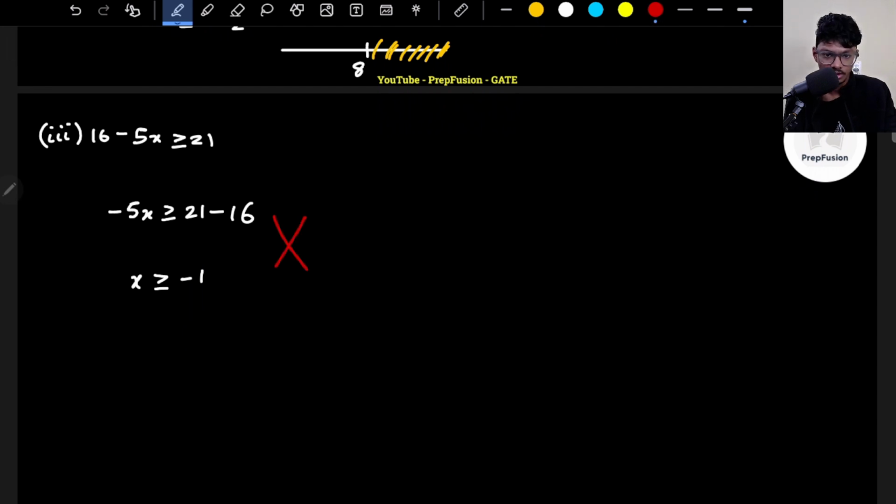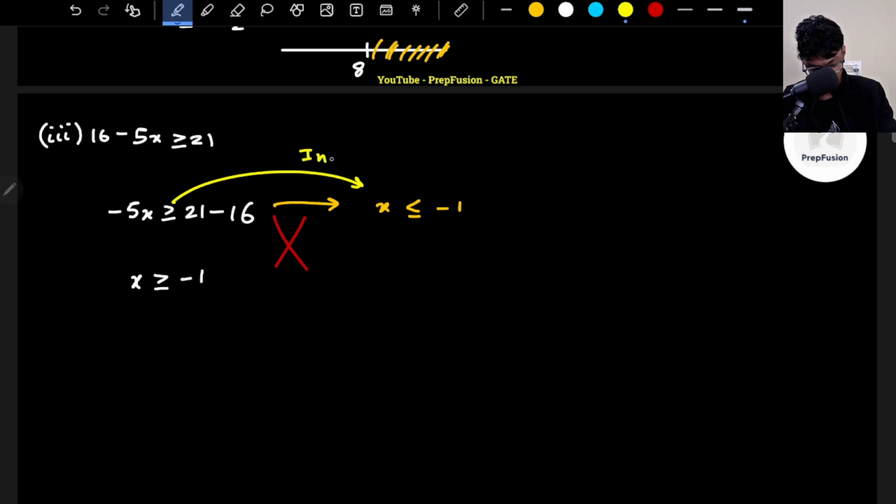Why will this be wrong? Because you didn't take into account the negative sign. Whenever we divide or multiply by a positive number, the inequality doesn't change. But whenever we divide or multiply by a negative number, the inequality has to change. So actually what should have happened is, when I am dividing by minus 5, the inequality will change. This will be minus 1. The inequality will change.